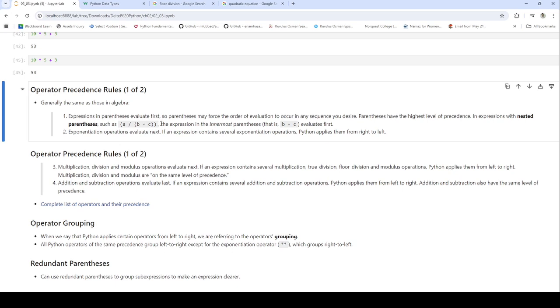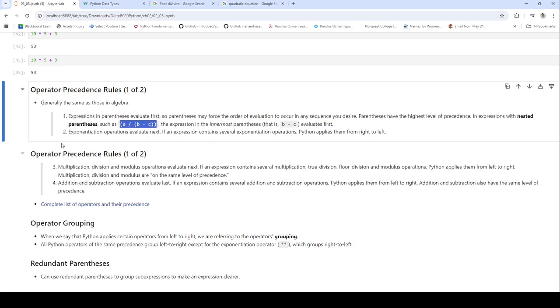Expressions in parentheses evaluate first. So parentheses may force the order of evaluation. Parentheses have the highest level of precedence. In an expression with nested parentheses, for example, this, the innermost will be done first and the result will be calculated, and the outermost will be done later.